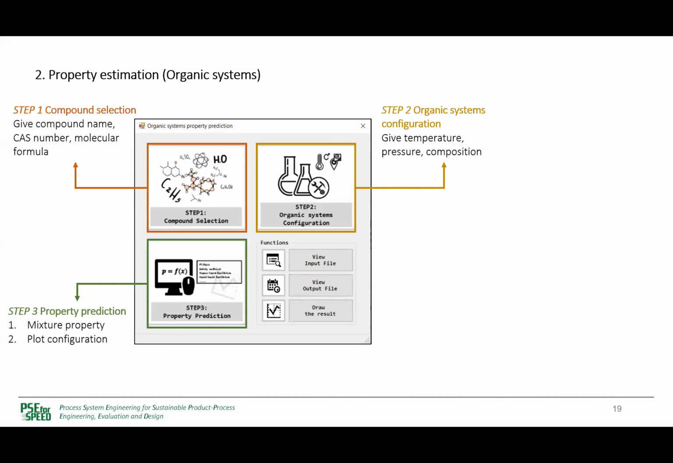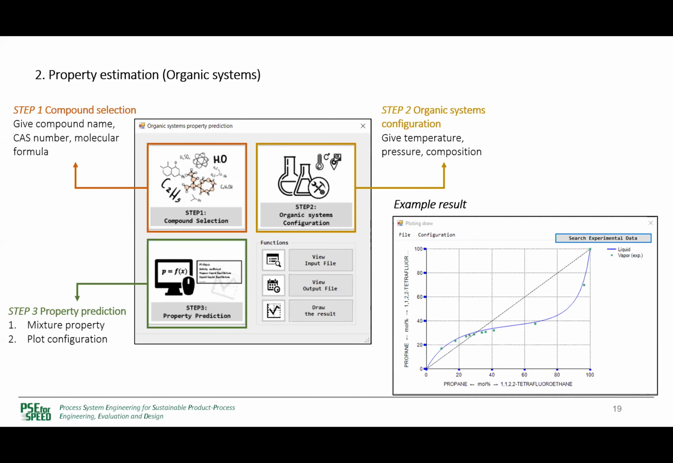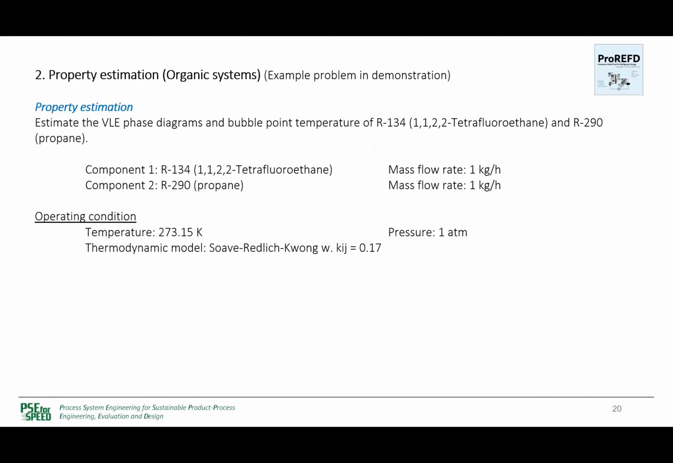There are two types of property, which are mixture property like bubble point temperature, dew point pressure, and another is plot configuration, where you can see the plot like enthalpy, VLE. Here is the example result from property estimation for organic systems. Okay, Siriporn is going to demonstrate property estimation using these problems.